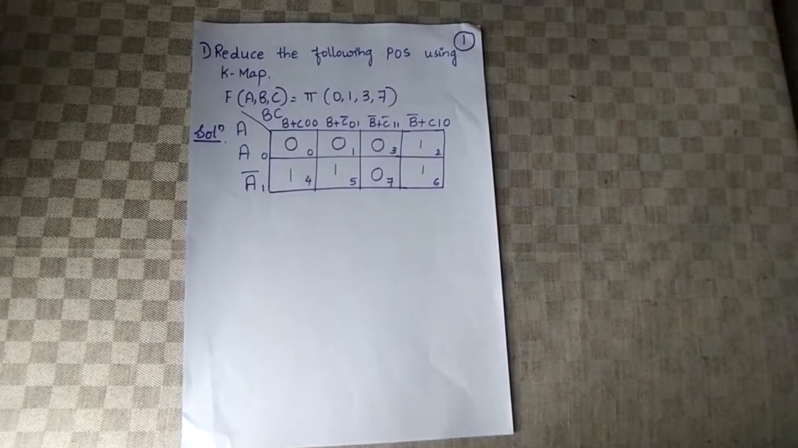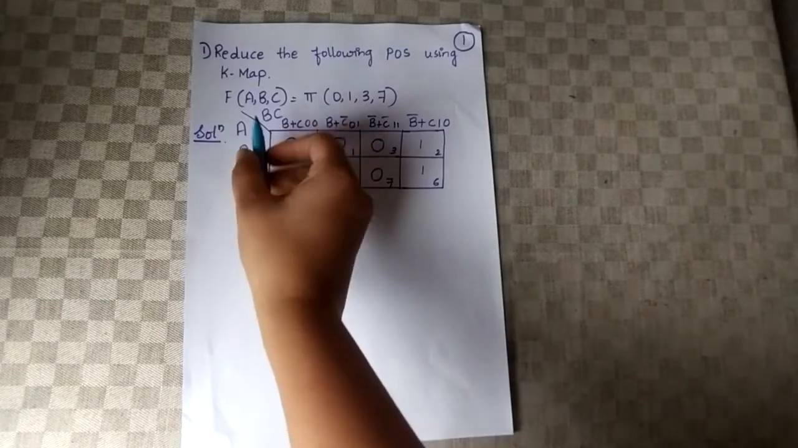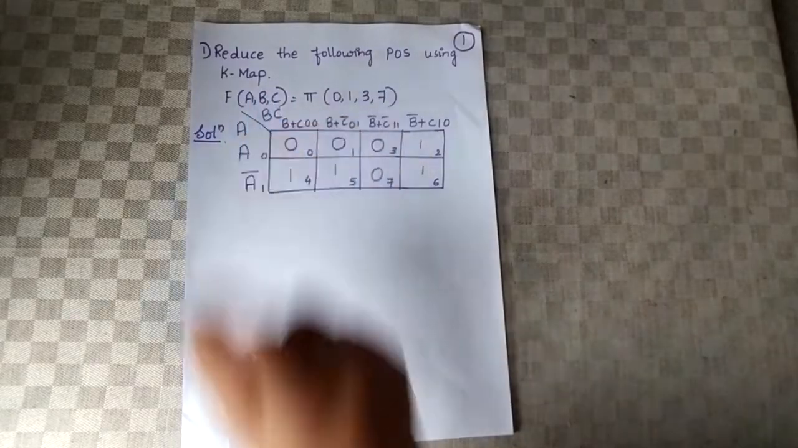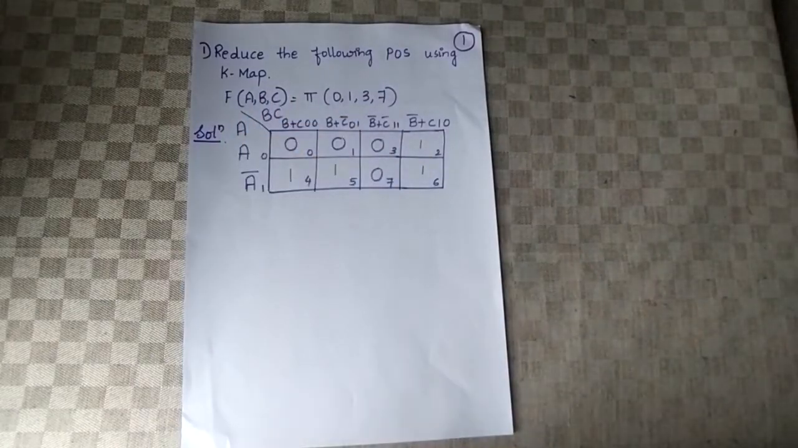Okay. So now let us take certain examples wherein we'll see how exactly we can reduce a given Boolean expression for max terms. Let us take an example which says reduce the following product of sum expression using K-map. So the first example is function of A, B, C. So these are the three literals.